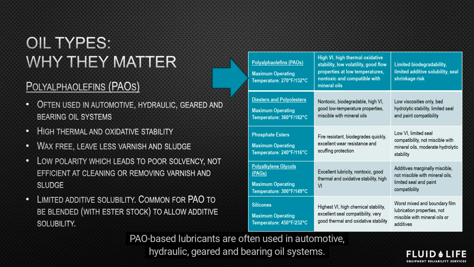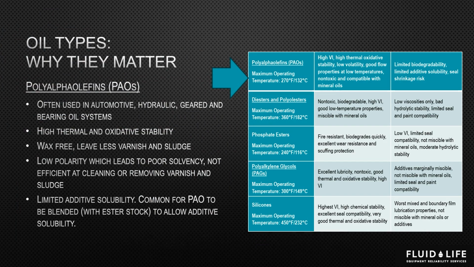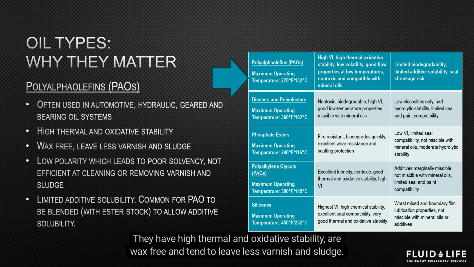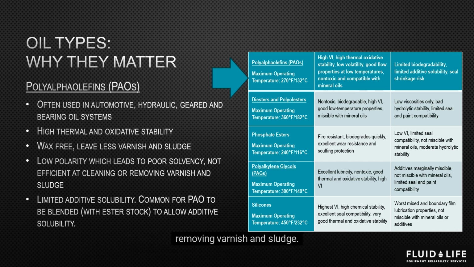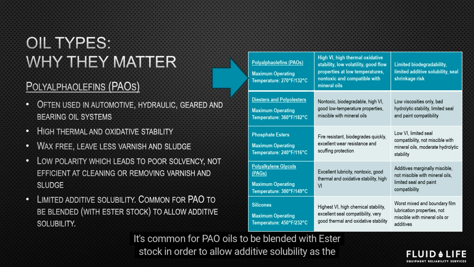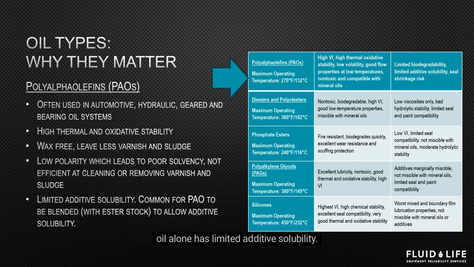PAO-based lubricants are often used in automotive, hydraulic, geared, and bearing oil systems. They have high thermal and oxidative stability, are wax-free, and tend to leave less varnish and sludge. However, their low polarity can lead to poor solvency, which means they are not efficient at cleaning or removing varnish and sludge. It's common for PAO oils to be blended with ester stock in order to allow additive solubility, as the oil alone has limited additive solubility.